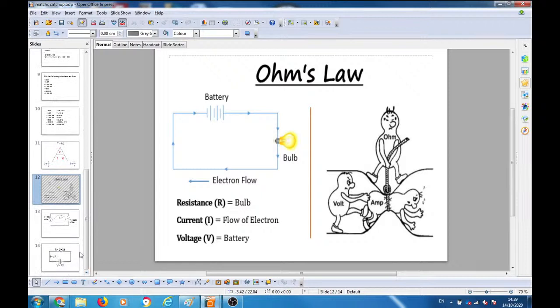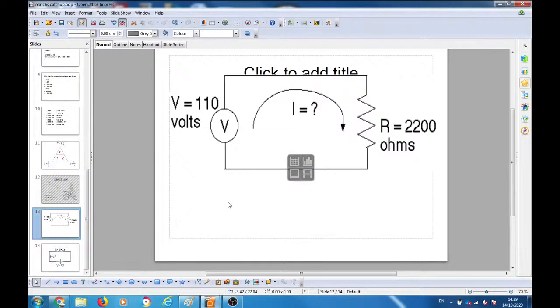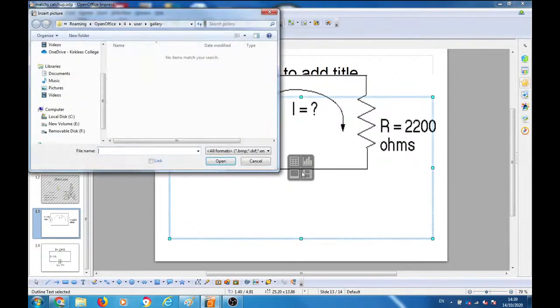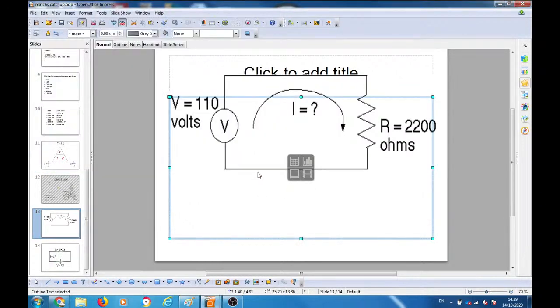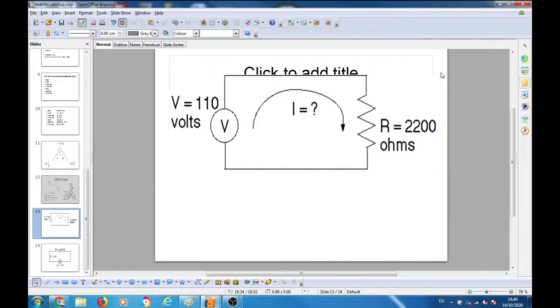Okay, we've got a couple of circuits here. So there's one circuit here. Okay, let me just get rid of the thing there. Let me get rid of this box as well. It looks a bit more decent.